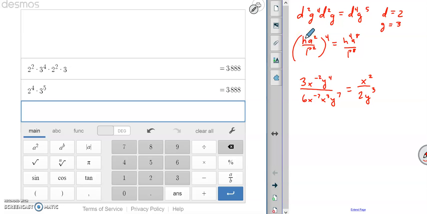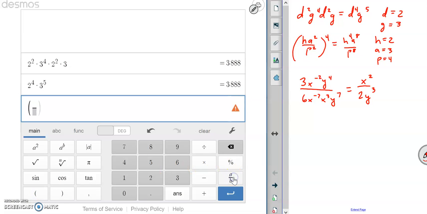So we have this whole expression here. 3 variables, just give them 3 different numbers. So h is 2, a is 3, p is 4. Okay, so again, same thing, just start typing how you see it. So we need parentheses, and we have a fraction. This is our fraction button right here. Make sure you're in the numerator.